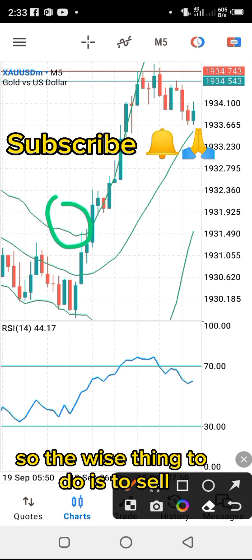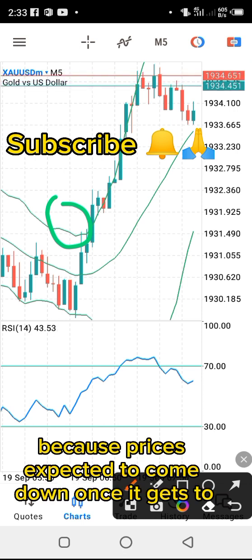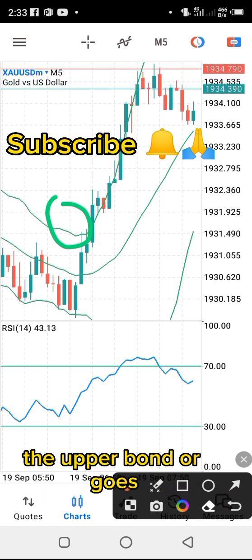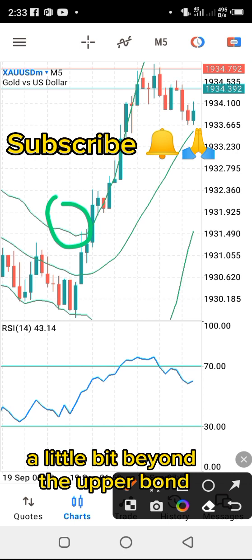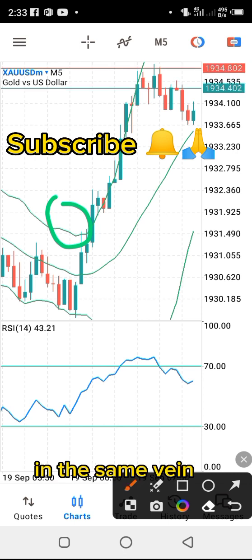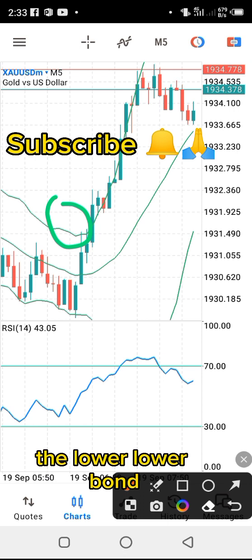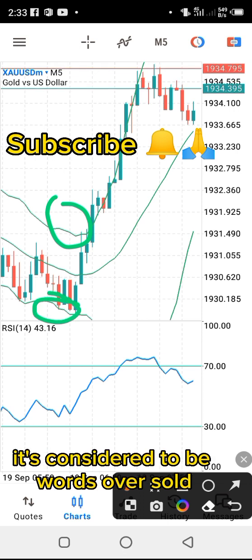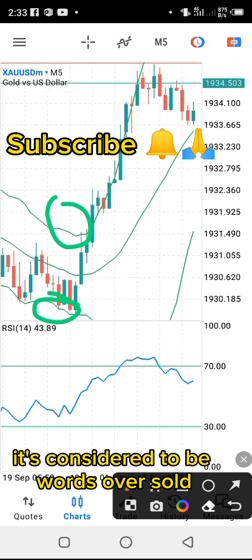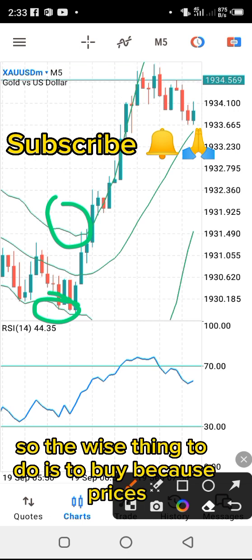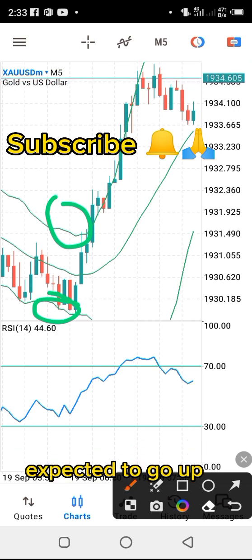So the wise thing to do is to sell, because price is expected to come down once it gets to the upper band or goes a little bit beyond the upper band. In the same vein, once price gets to the lower band, it is considered to be what? Oversold. So the wise thing to do is to buy, because price is expected to go up.